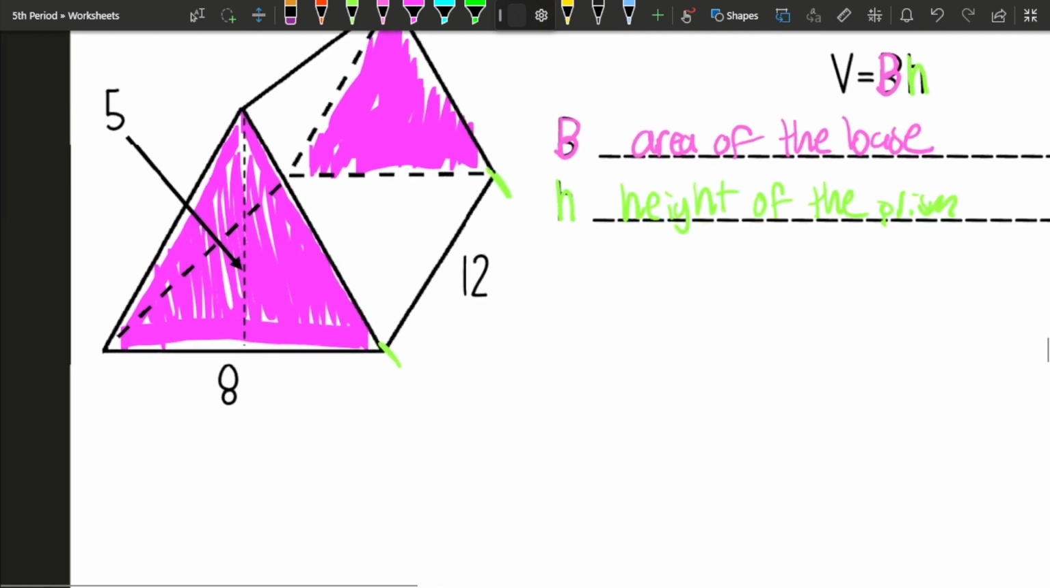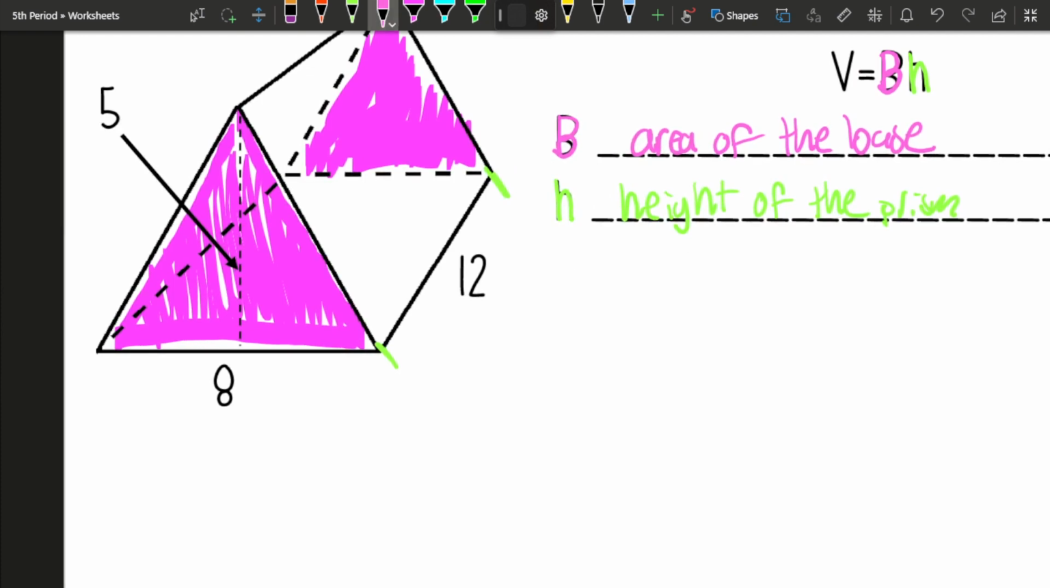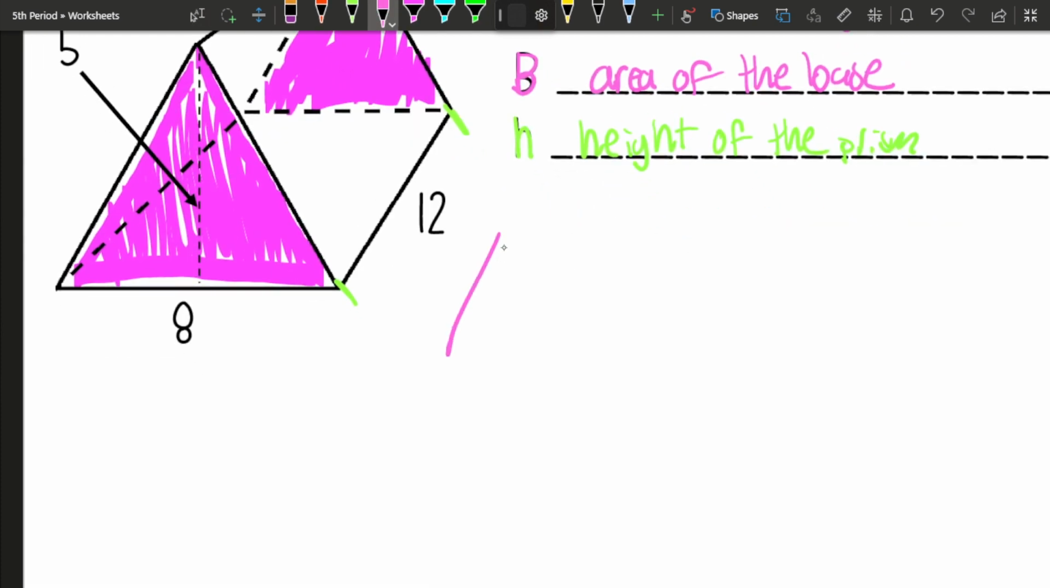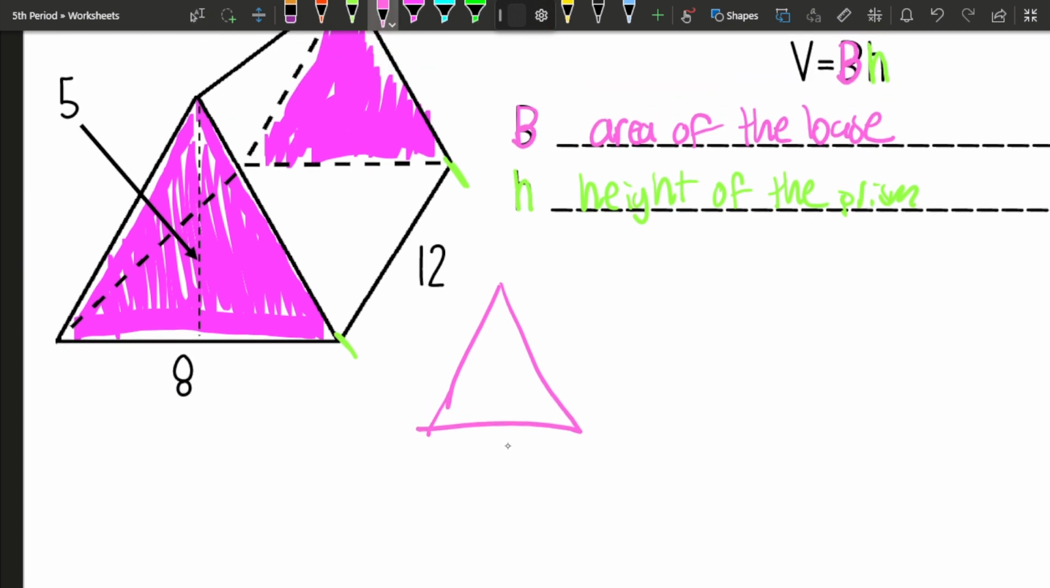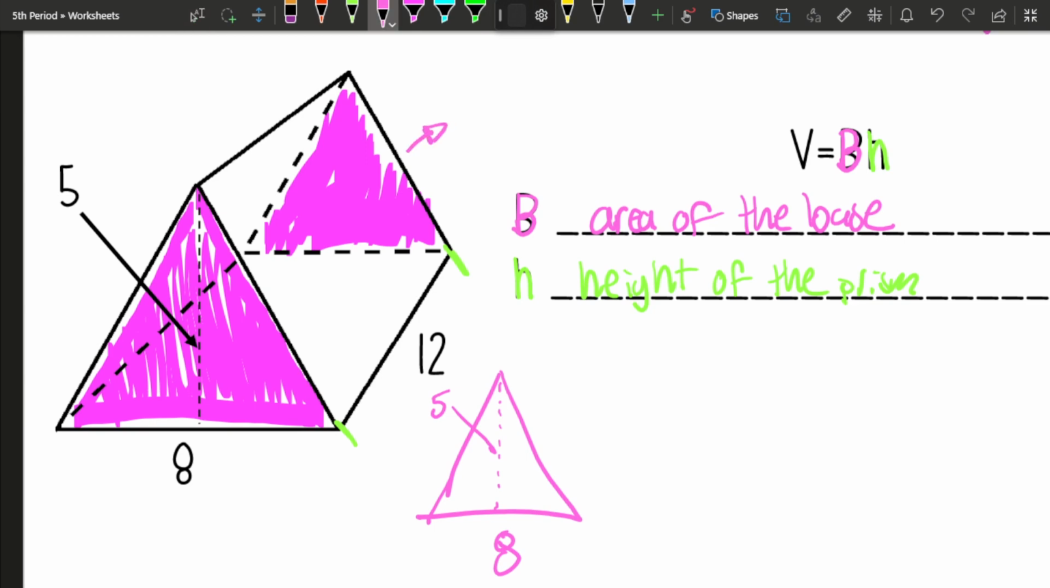So now, just like before, now that we identify our bases, we're going to draw the base on the side right here, and I'm going to label everything that I know. So I know the bottom number is going to be what? 8. And then we have the zipper right here. And how much is that? 5. Okay. Now, sometimes you will get a number right here. Let's call that X or whatever. Now, for volume, we do not need that number. You will need it for surface area, but not for volume.